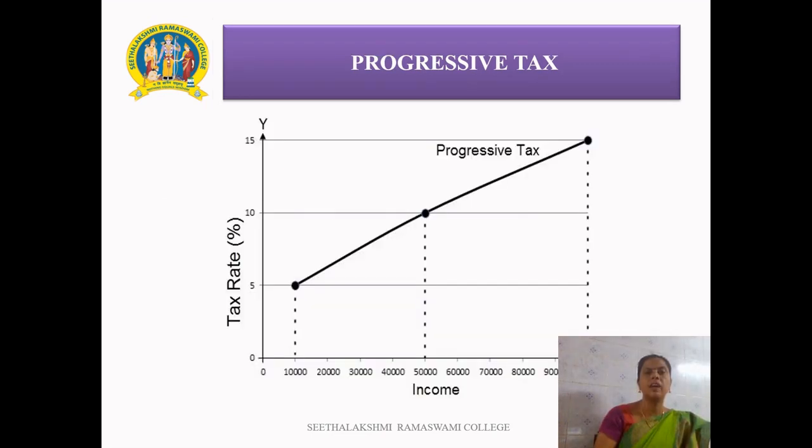Progressive tax system can be explained with the help of a diagram. There are different income group people here. 10,000 income group people are taxed at 5%, whereas 50,000 income group people are taxed at 10%, and 1 lakh income group people are taxed at 15%. There is a positive relationship between level of income and tax rate. When income increases, tax rate also increases, and vice versa.